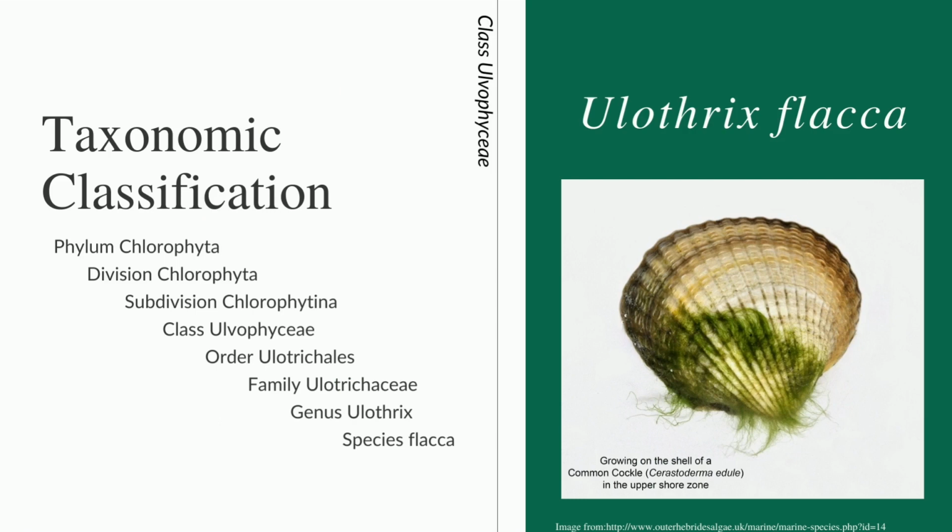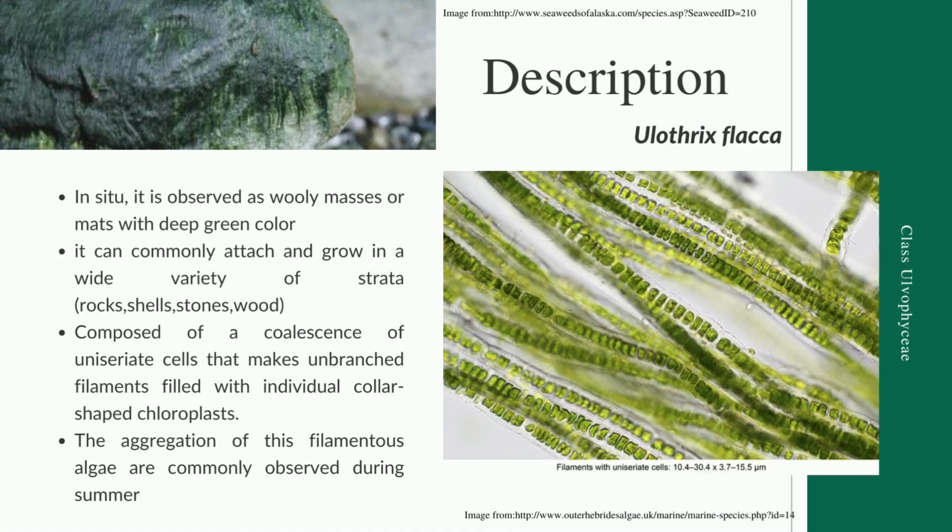Still under class Ulvophyceae, the next species is Ulothrix flacca from the family Ulotrichaceae. This algae is one that is attached to the shell in this picture. As seen in the previous picture and in the picture in the slide, when observed in situ, Ulothrix flacca is a filamentous alga that appears as a woolly mat, usually in deep green color, that thrives in a wide variety of strata, including shells and rocks. When observed under the microscope, you can see an aggregate of uniseriate cells with individual green colored girdle-shaped chloroplasts. This alga is often observed during summer.